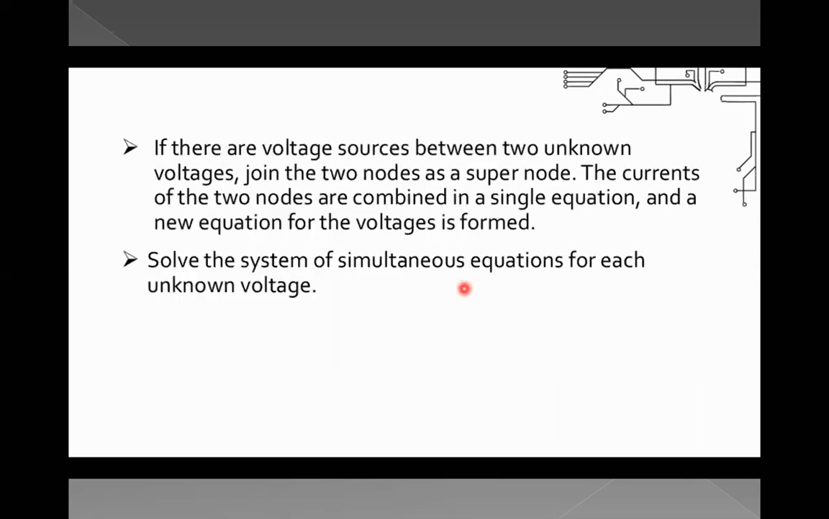More steps: if there are voltage sources between two unknown voltages, join the two nodes as a supernode. The currents of the two nodes are combined in a single equation and a new equation for the voltage is formed. Solve the system of simultaneous equations for each unknown voltage. Let's see an example of how the nodal analysis is done.